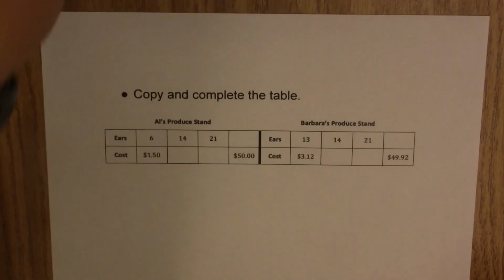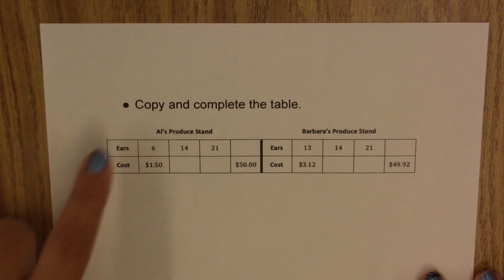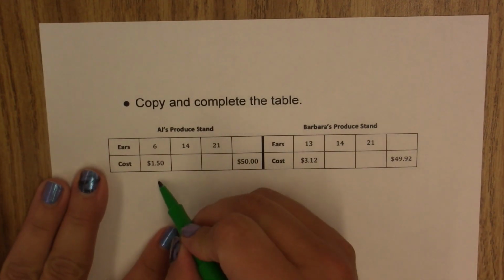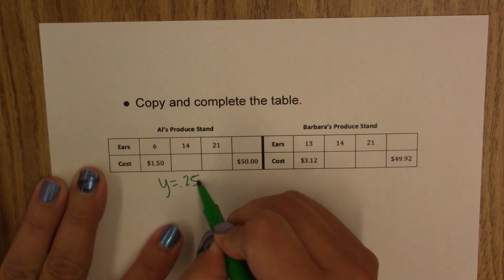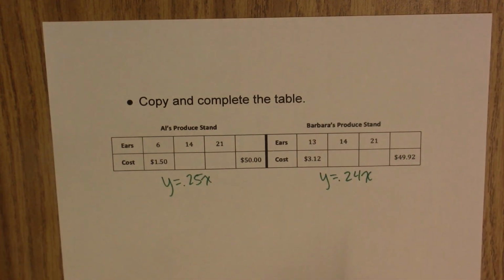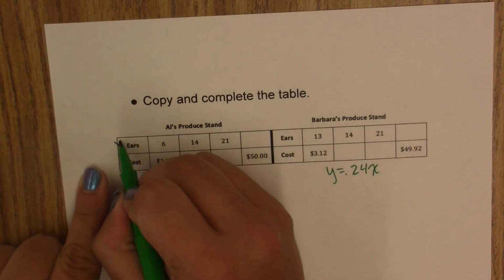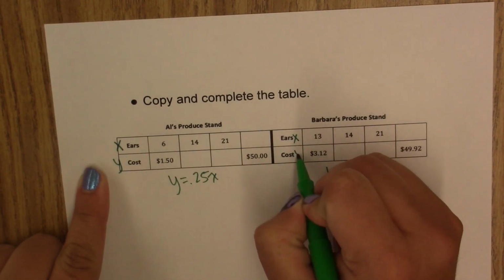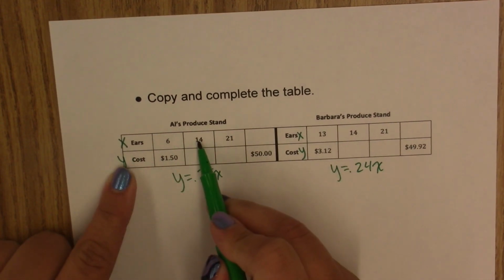All right. Copy and complete the table. So I'm going to write down Al's equation and Barbara's equation below the table. And then we're going to use that to solve. And I'm going to rewrite and make a new problem for each blank that I need to fill in. All right, so let's start with this first one. So these are our x and this is our y. X and y.